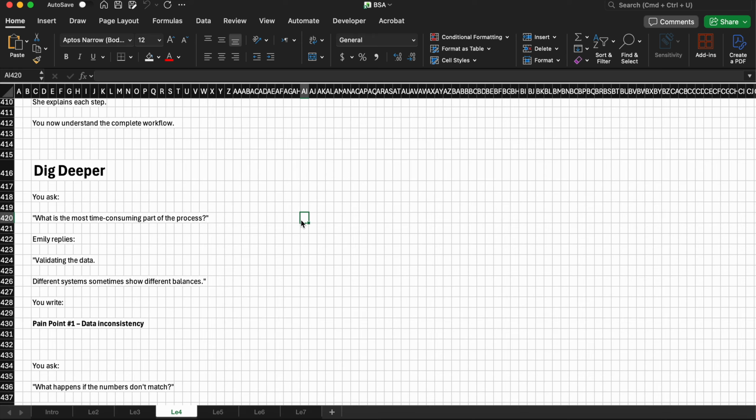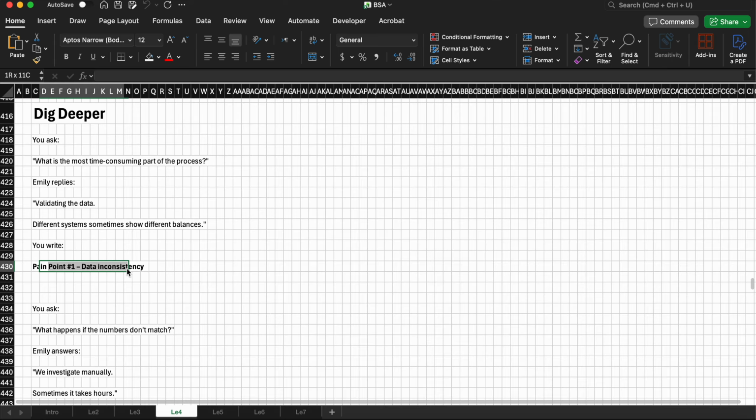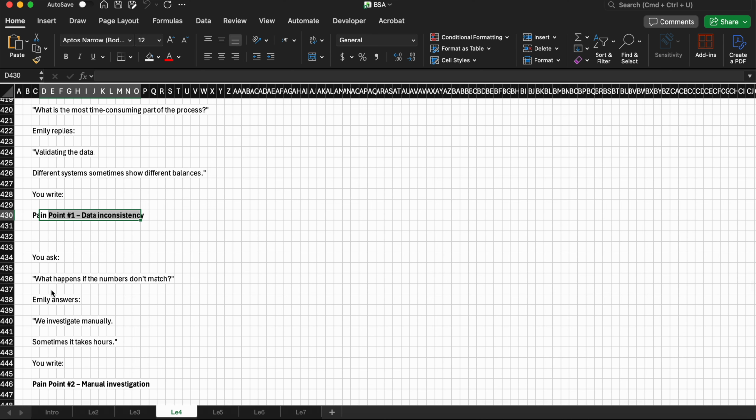Because finance reports one number, the mortgage system reports one data, and the customer system reports another. We want to know what is the right value for reporting purposes. So we have to have one version of the data. That is the data inconsistency. You also ask, what happens if the numbers don't match?